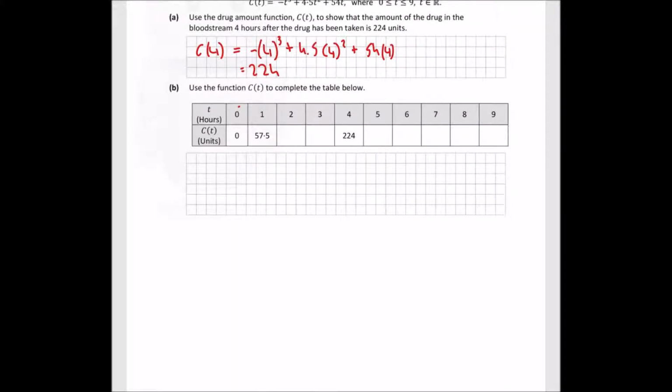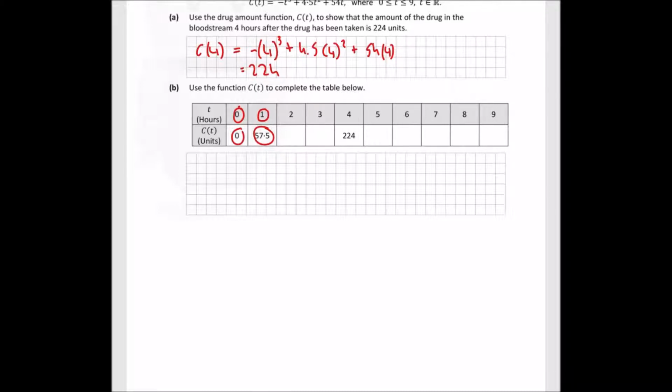Use the function C(t) to complete the table below. Okay. So I put in 0 for t, and I get 0 amount of the drug. That makes sense, yeah? Before I take the drug, that's 0 hours, I won't have any amount of the drug in my system. 1 hour after I take the drug, so if I put 1 in for t, I get 57.5 units of the drug in my blood system.